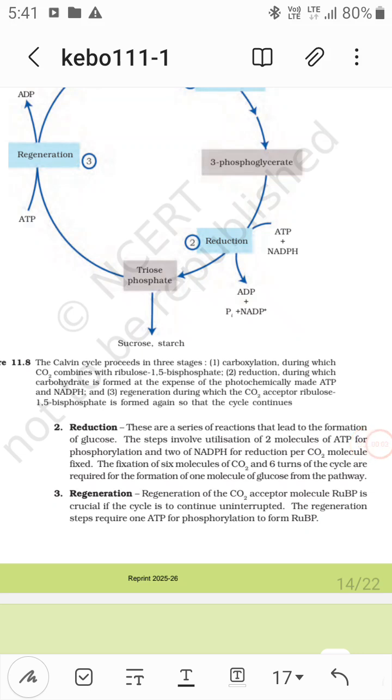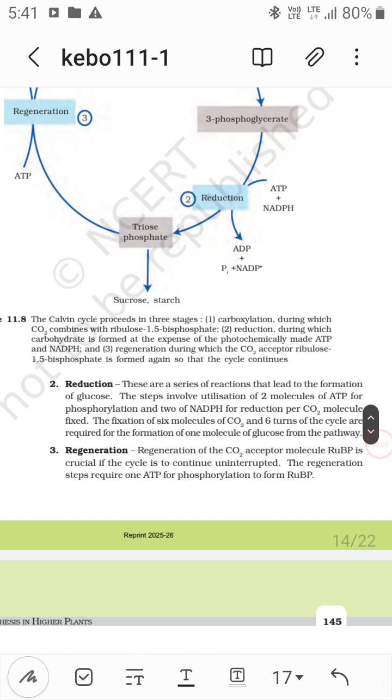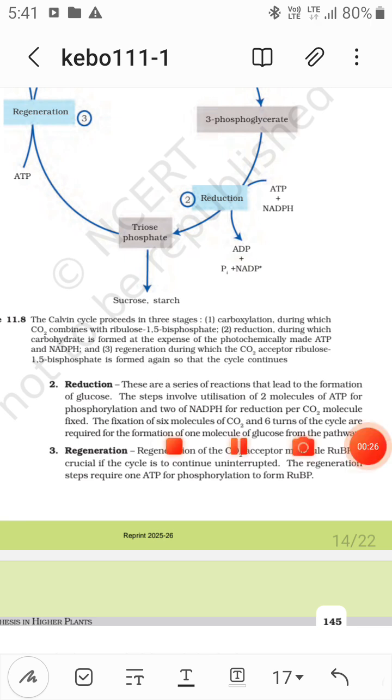So the Calvin cycle proceeds in three stages. The first stage is carboxylation, during which CO2 combines with RuBP, that is ribulose 1,5-bisphosphate. The second stage is reduction, during which carbohydrate is formed at the expense of the photochemically made ATP and NADPH. Then the third step is regeneration, during which the CO2 acceptor ribulose 1,5-bisphosphate is formed again, so that the cycle continues.